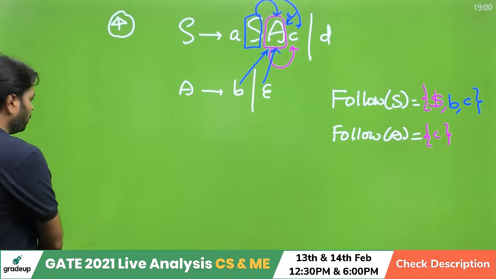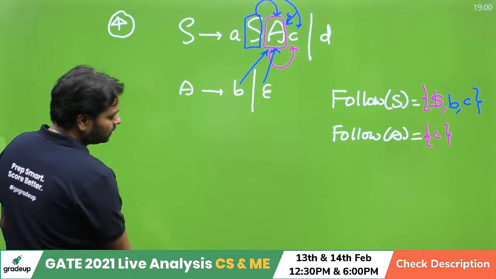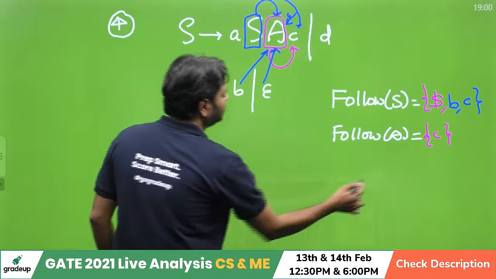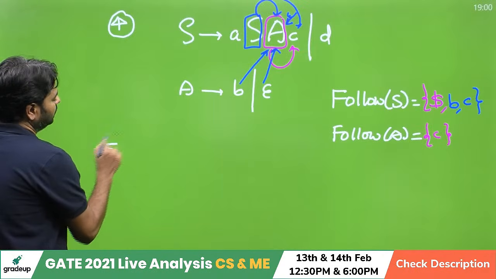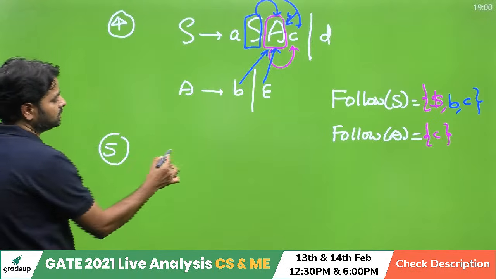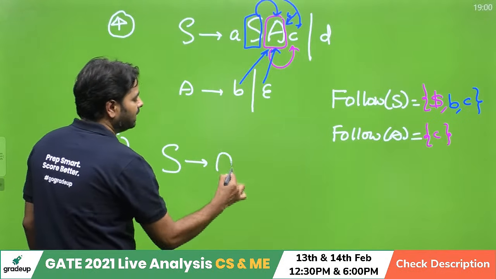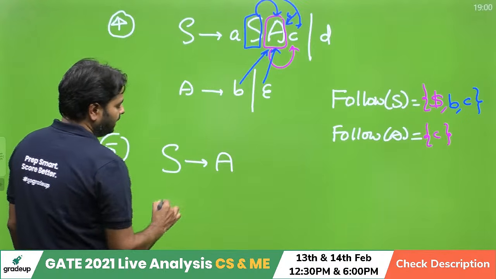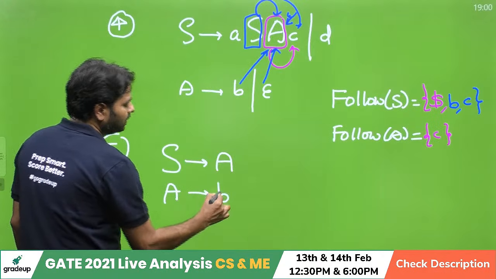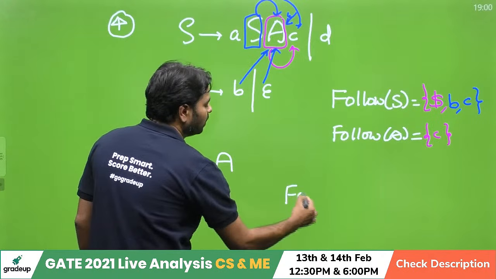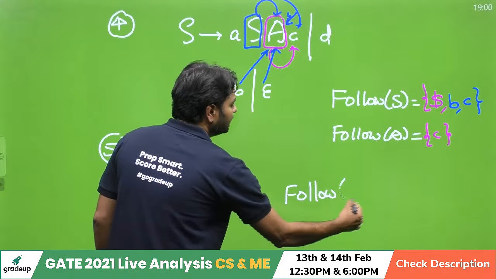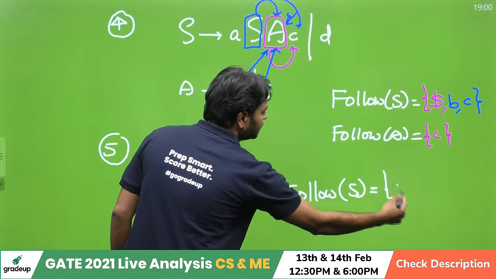Now there is a fourth point. There is a fifth question and fourth point. And remember these 5 examples. S derives A and A derives B. And tell me if I ask what is the follow of S, yes, that is dollar. That's true.